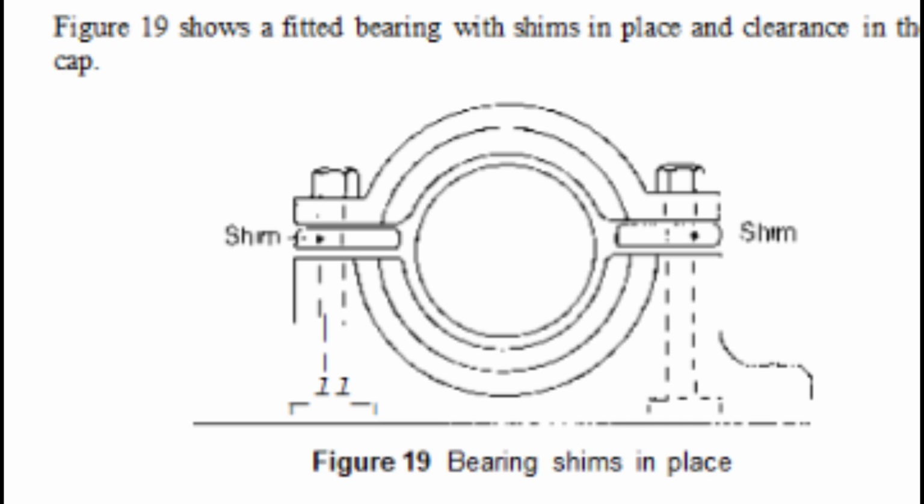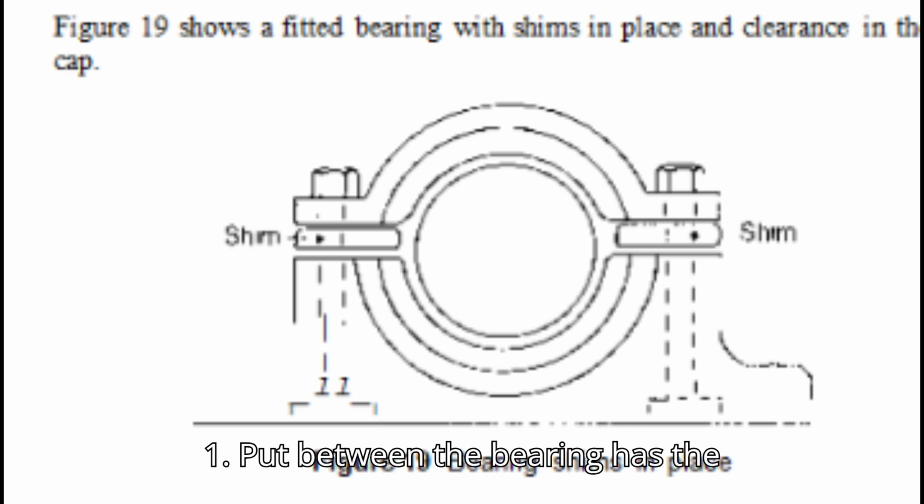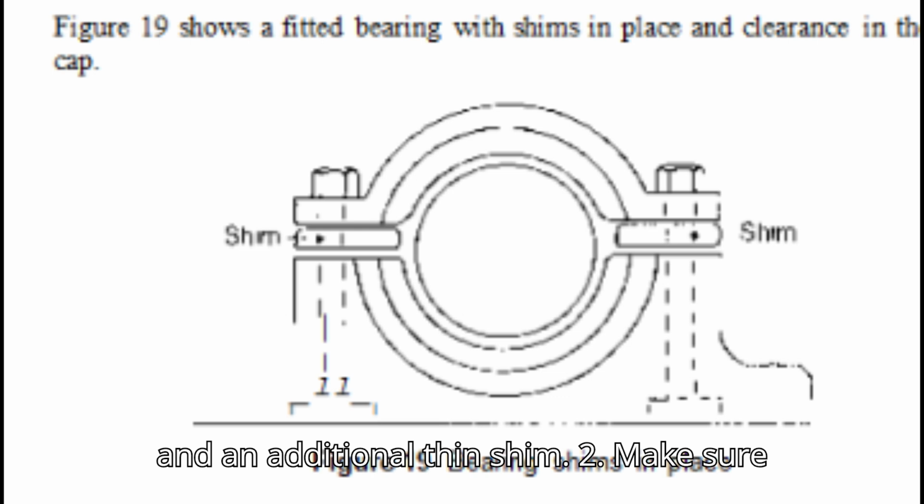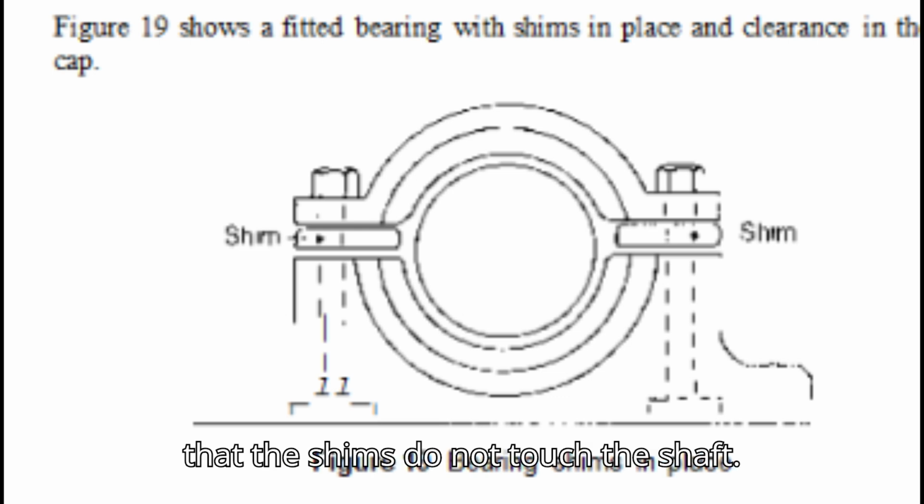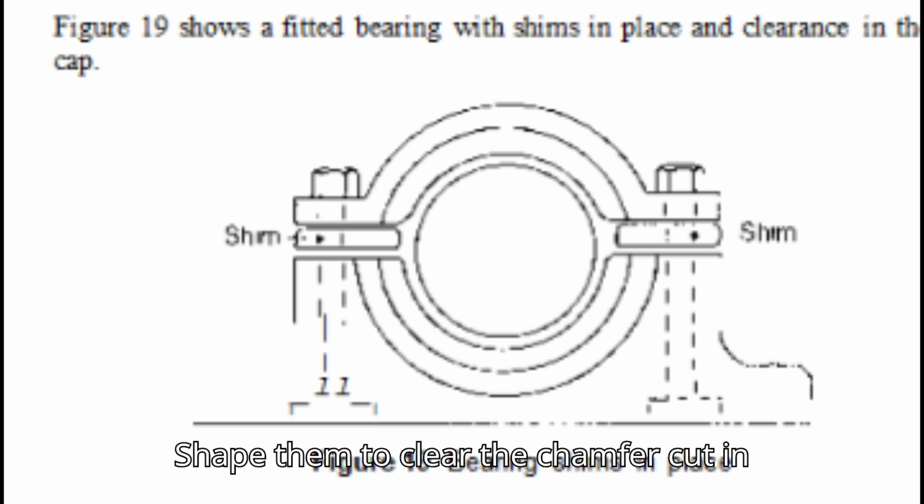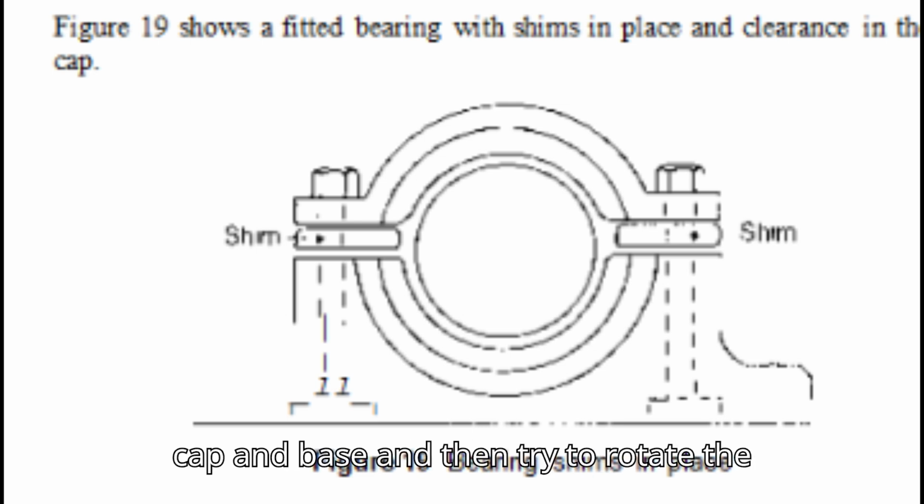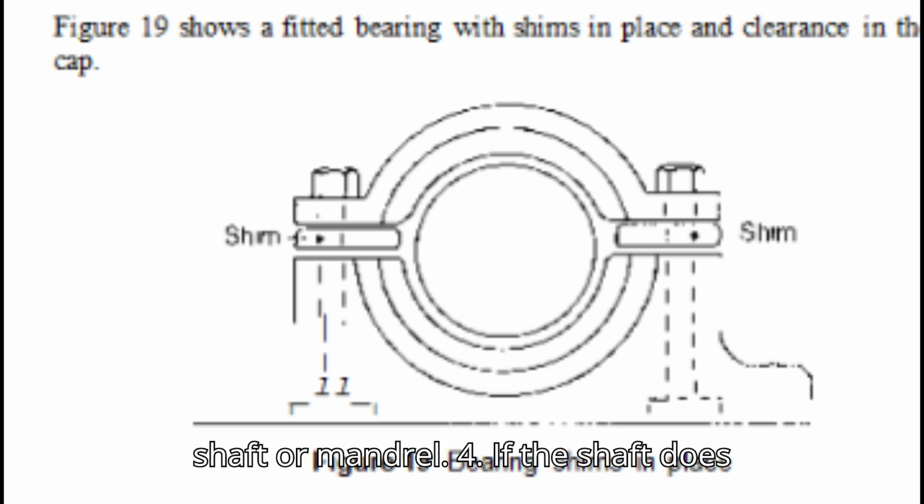To adjust clearance: 1. Put between the bearing halves the original shim used for babbitting the cap, or a shim of the same thickness, and an additional thin shim. 2. Make sure that the shims do not touch the shaft. Shape them to clear the chamfer cut in the babbitt. 3. Tightly bolt together the cap and base, and then try to rotate the shaft or mandrel.